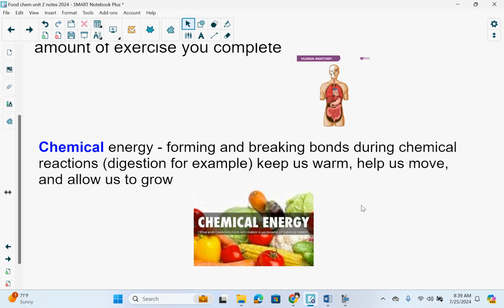Chemical energy. Forming and breaking bonds during chemical reactions like digestion, for example, keeps us warm, helps us move, and allows us to grow. So forming and breaking, right, during chemical reactions.